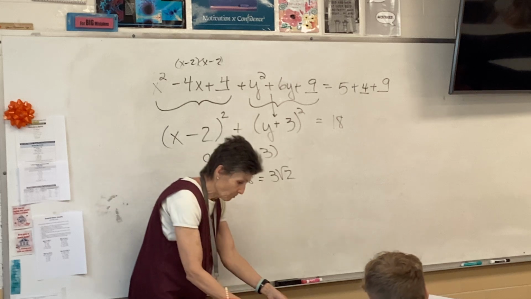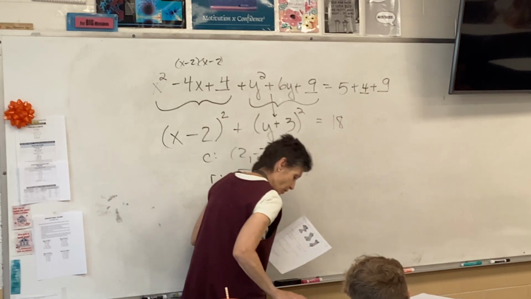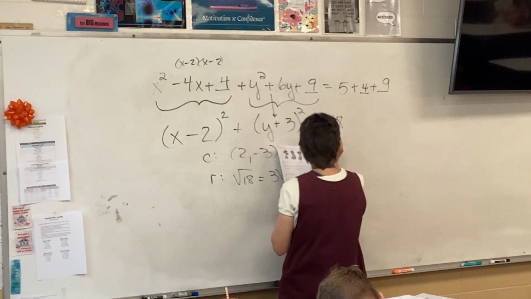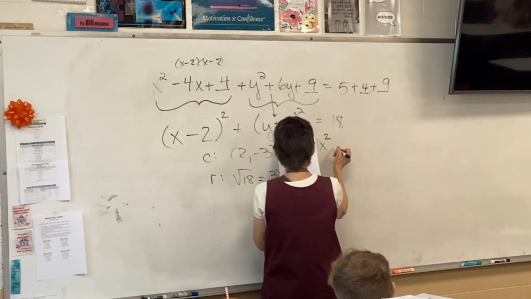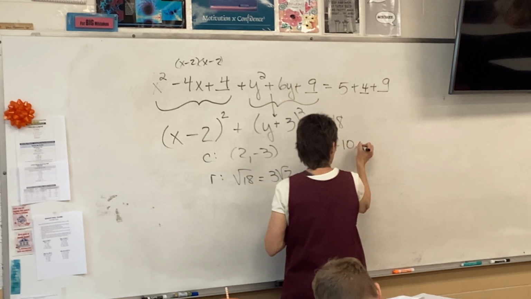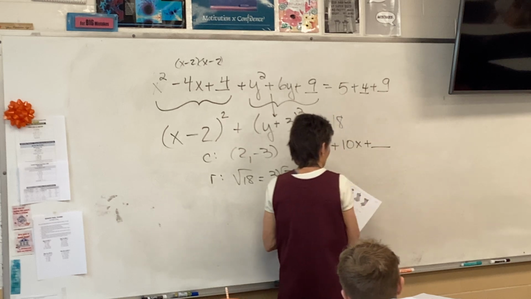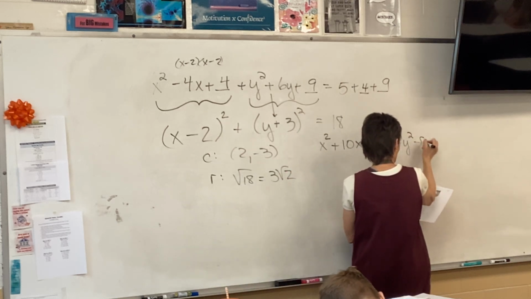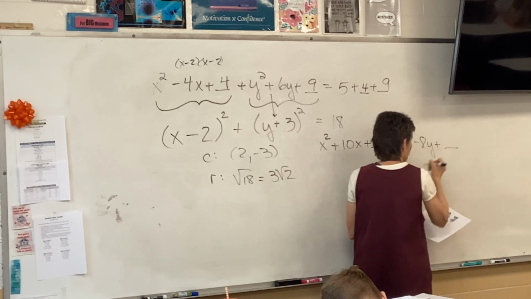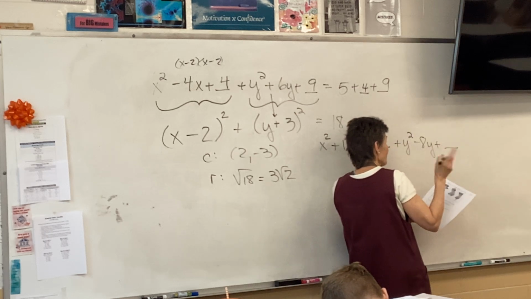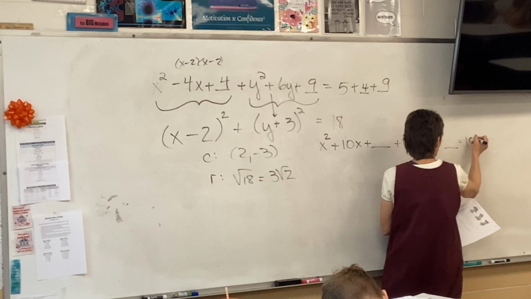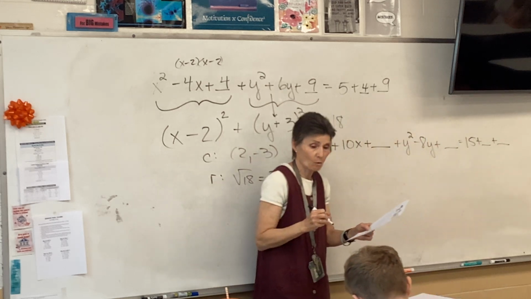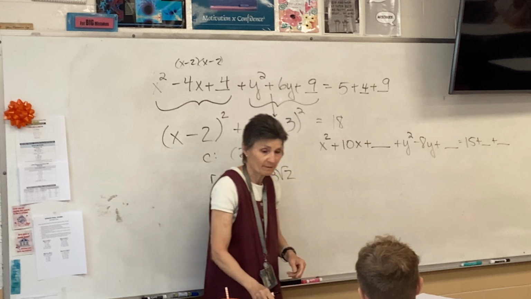All right, let's try another one. Let's try F. Maybe I can squeeze it in here. So when you write down F, you're gonna group your X's together and leave a blank. And then you'll group your Y's together and leave a blank. Now, the 15 is already over there, so you don't need to move it this time. The 15 is already on the other side of the equation.